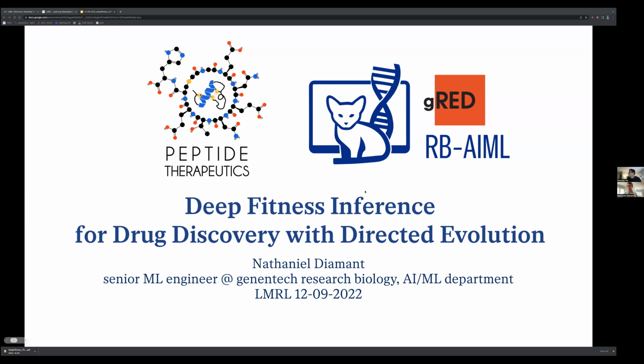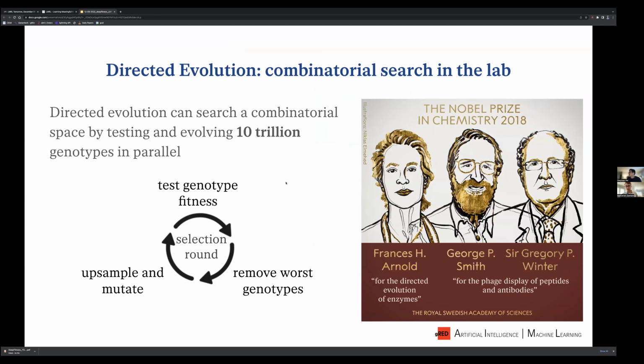Yeah, so I guess we already got my first slide. So first, just a quick overview of what directed evolution is and why it's interesting. Directed evolution is an experiment run in the real world, in the lab, for optimizing genotypes towards a specific goal. So our goal at Genentech is going to be drug discovery.